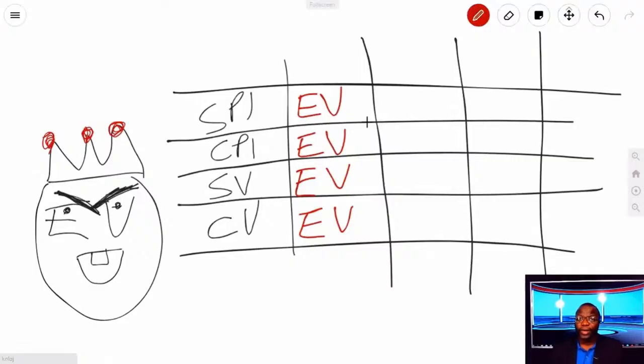If we are talking about an index, we divide. So put division where you have an index, and where we're talking about a variance, you subtract. Boom! I just gave you half of the equations. Easy. Earned value is king. Index, divide, variance, subtract. Now we're going to go a step further here. I'm going to show you a mnemonic to remember anything beginning with S.